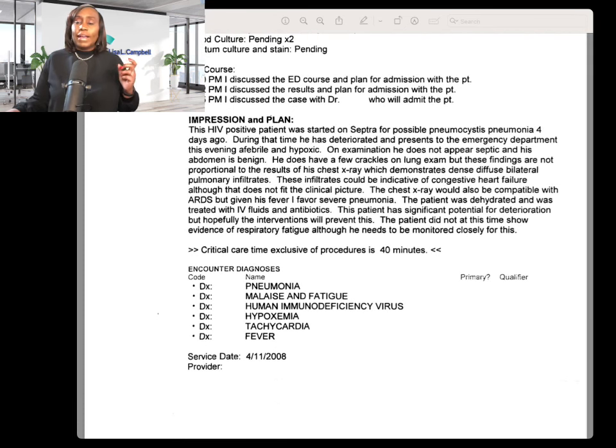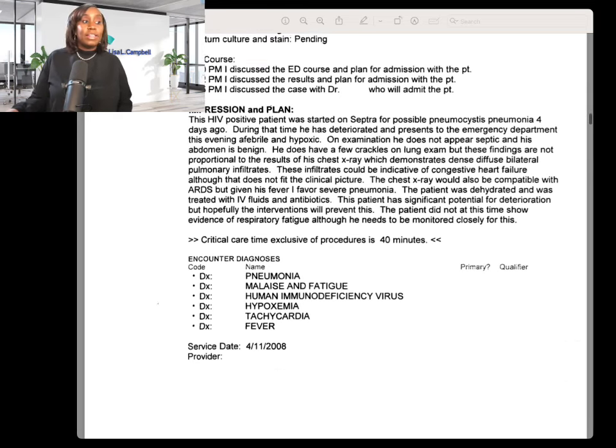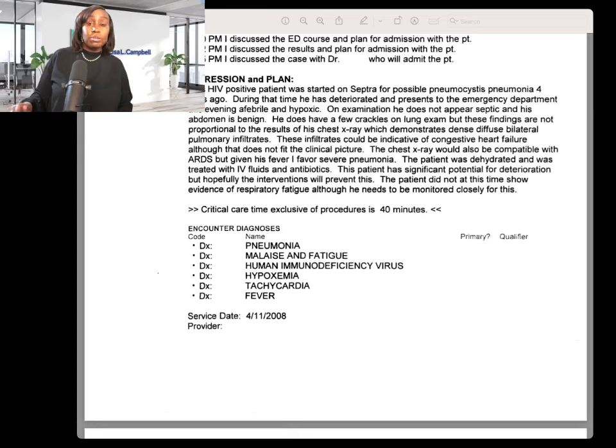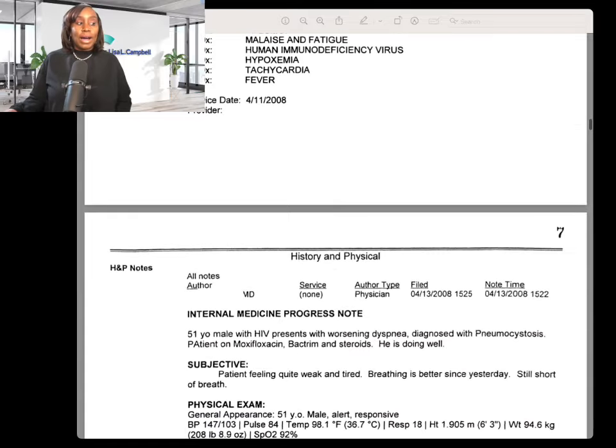So at the end of the first paragraph, or this last paragraph here, the patient did not show at this time evidence of respiratory fatigue, although he needs to be closely monitored at this time. They talk about some critical care, and then they list diagnoses: pneumonia, malaise, fatigue, HIV, hypoxemia, tachycardia, fever, right? They are monitoring the patient.